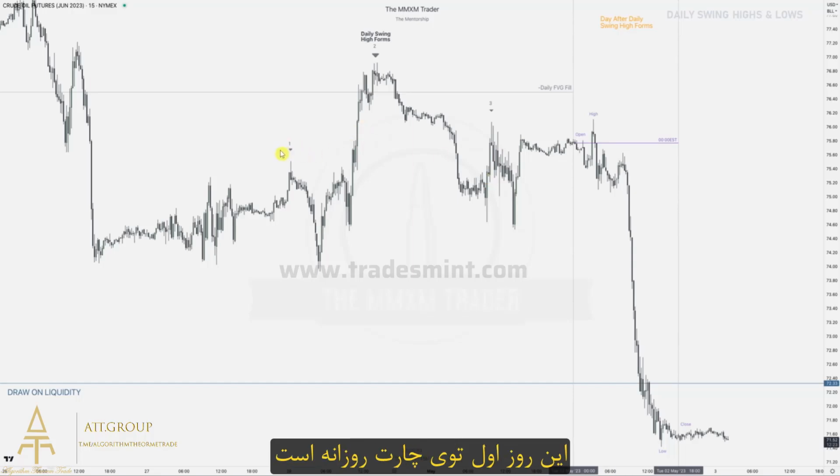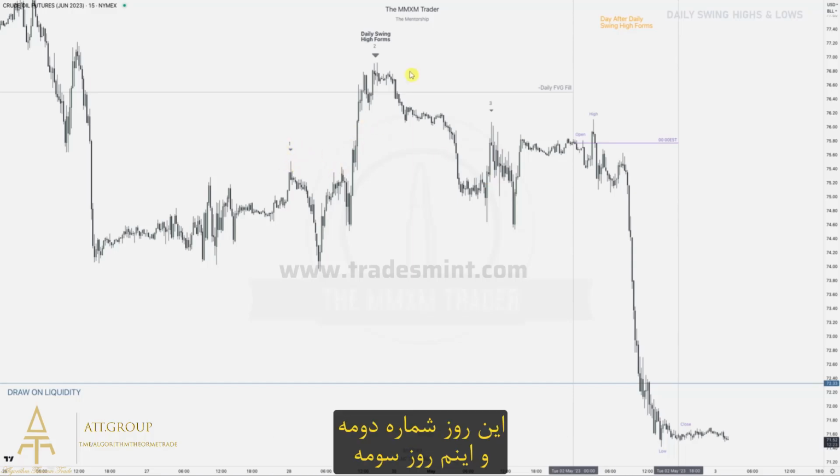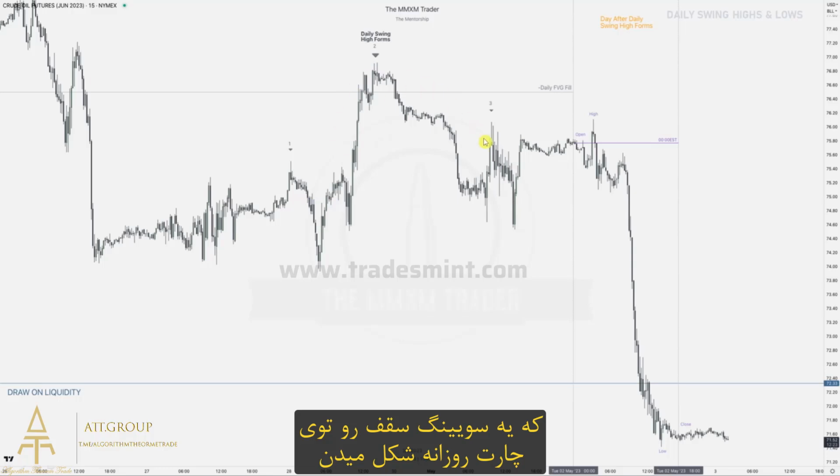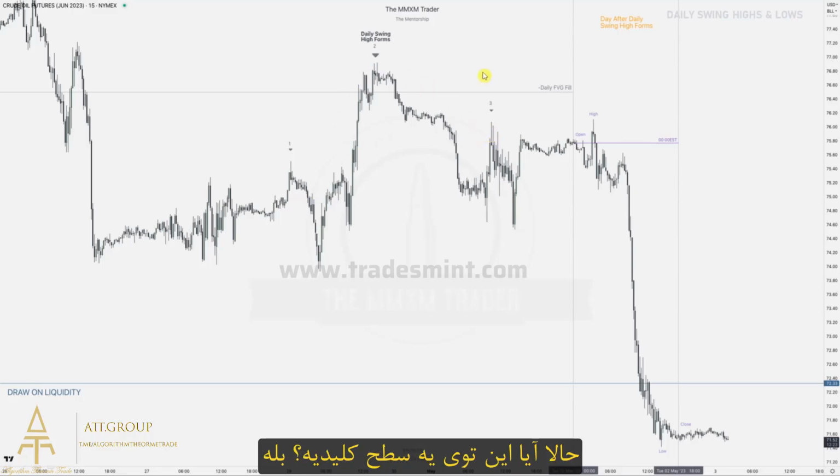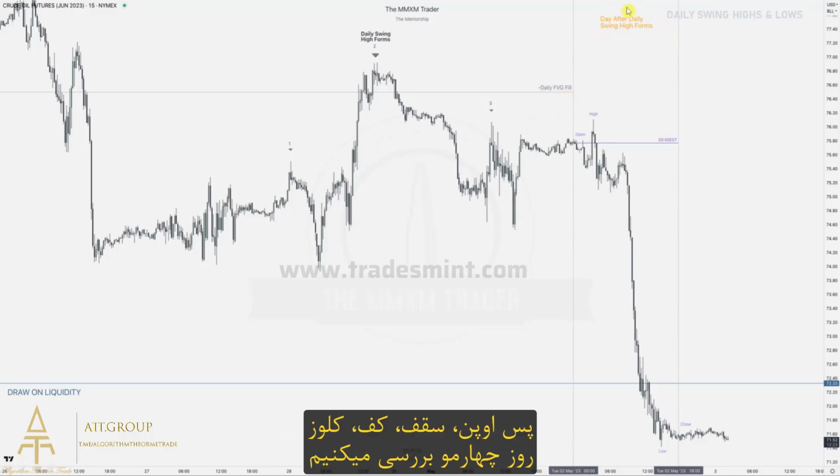So this is day number 1 on the daily chart. Day number 2 over here, and then day number 3 down here, which forms that swing high on the daily chart. Now, is it in a key level? Yes, it is in a key level. We've got that daily fair value gap fill, and then we're going to focus on the day after. So day number 4. Open high low close.